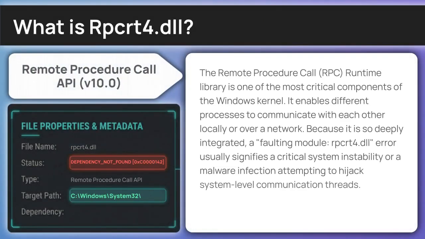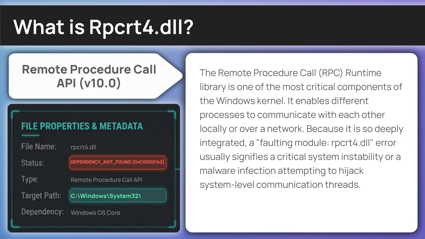The Remote Procedure Call, RPC, Runtime Library is one of the most critical components of the Windows kernel. It enables different processes to communicate with each other locally or over a network. Because it is so deeply integrated, a faulting module, rpcrt4.dll error usually signifies a critical system instability or a malware infection attempting to hijack system-level communication threads.